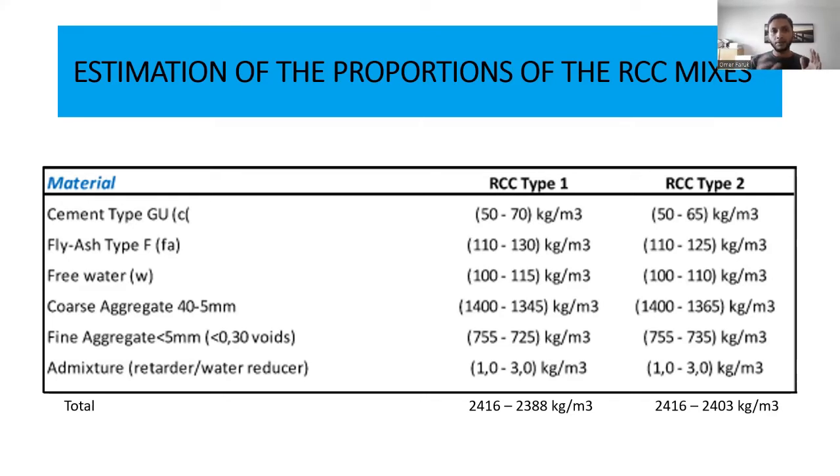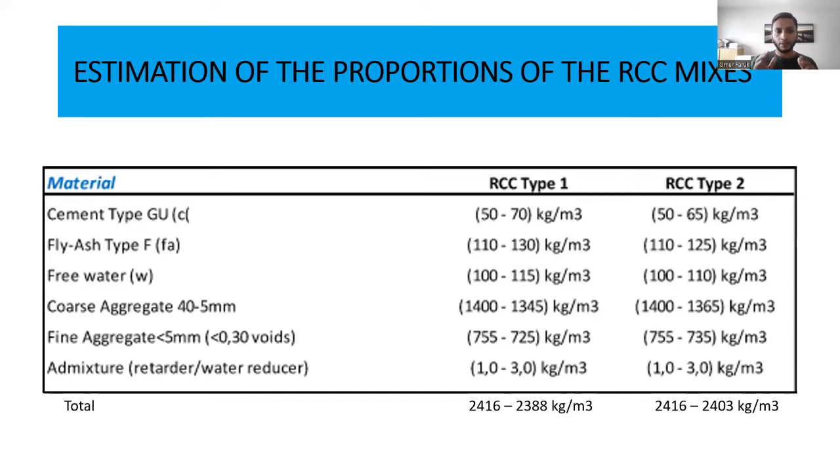Conventional concrete sets very quickly because it has lots of cement and lots of heat. If you have lots of heat, that means the strength is gaining too quickly, so we needed to retard that. And also we need to balance RCC at the same time. We don't want RCC to be setting faster as well. So we added some retarder and water reducer as well.